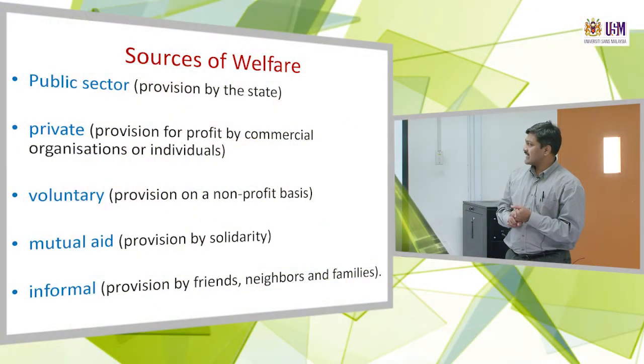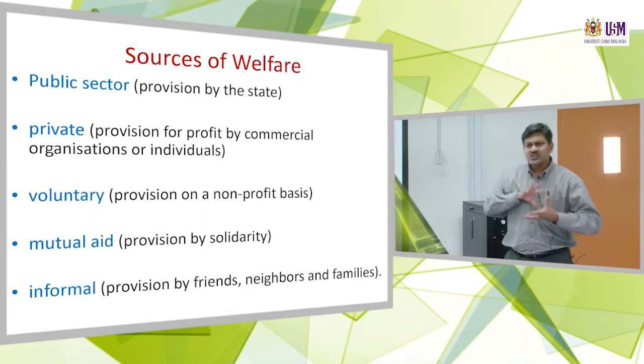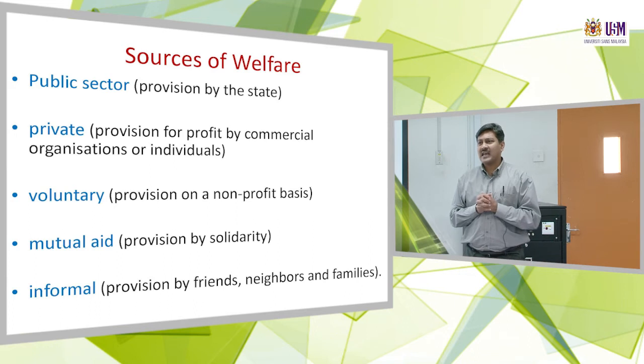There are different sources of welfare one can tap into. There are the public sector, the state, private foundations, charities, NGOs, voluntary organizations, civil society, church, religion, mutual aid, informal sources. There are so many sources that we can tap into. What else? Any other sources that you can think of? Maybe large coalitions, advocacy networks. You name anything, I think we can get something out of that.